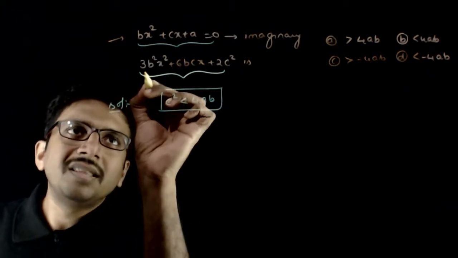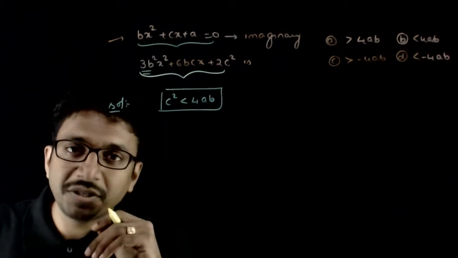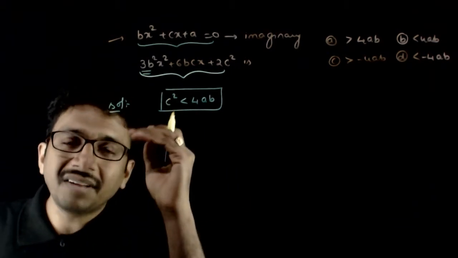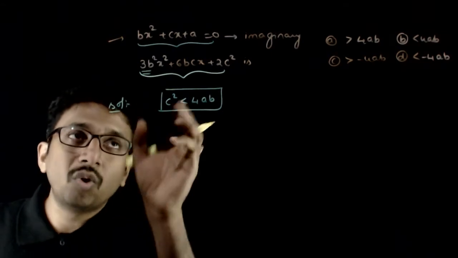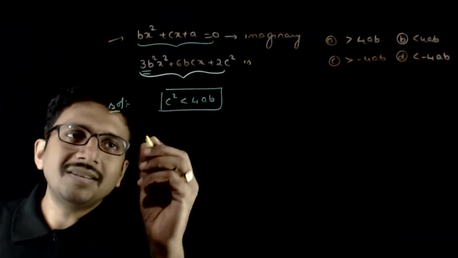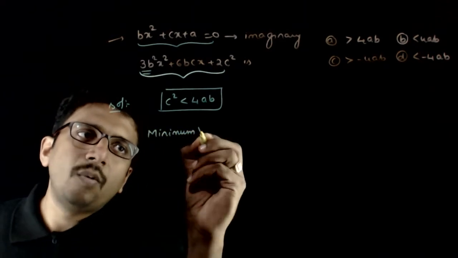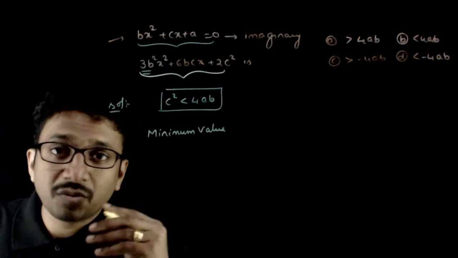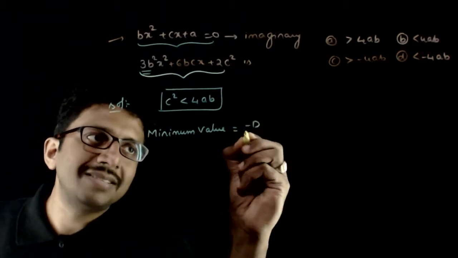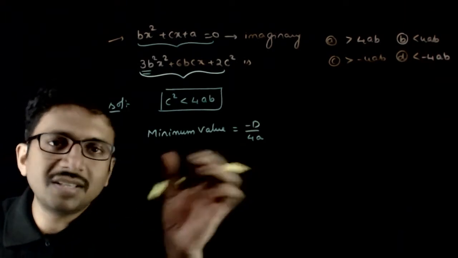So we know that the leading coefficient of this expression is positive, and this is a quadratic expression. So this expression will have a minimum value, right? This won't have a maximum value. The maximum value will be infinity. So what is the minimum value of a quadratic expression? What is the formula? Minimum value is equal to minus d by 4 times the leading coefficient. So this is the minimum value.